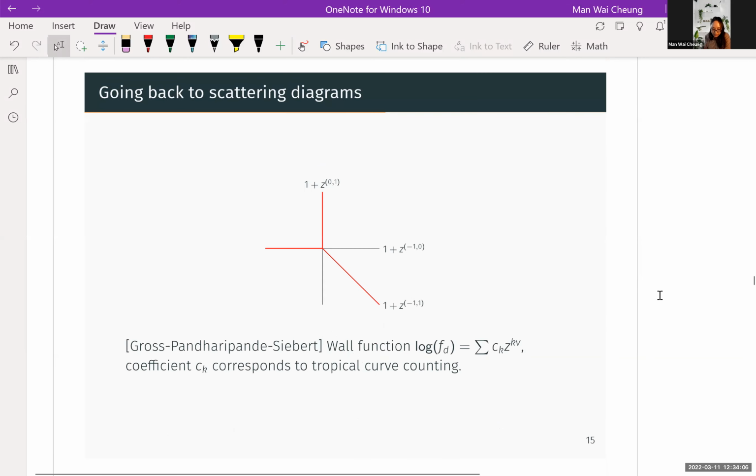So the work of Gross-Hacking-Keel shows that the wall function here, again skipping all the technical detail, the log of the wall function, actually has coefficients corresponding to tropical curve counting. Here our talk only focuses on the rank 2, or dimension 2, example, but let me mention that Mandel has generalized this result to the general dimension setup.